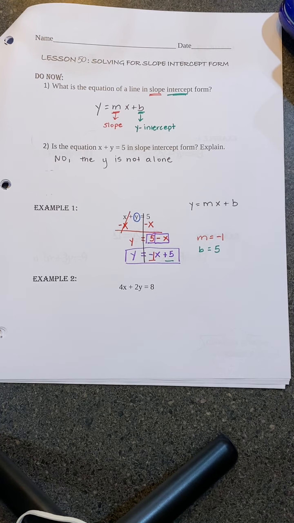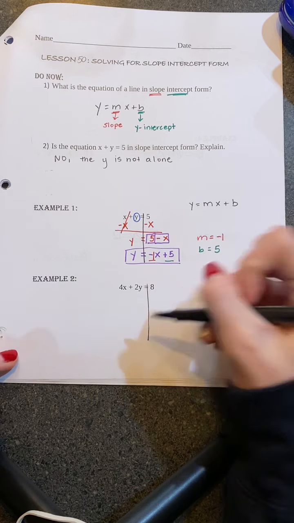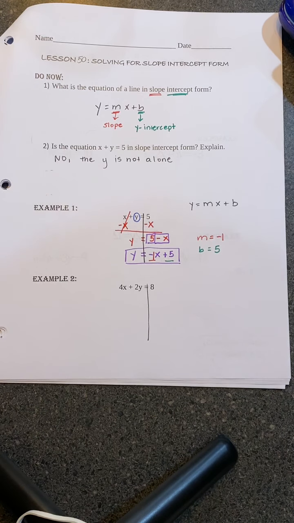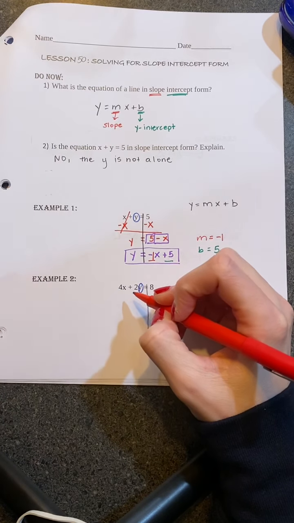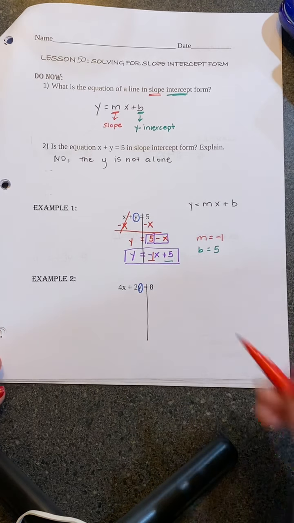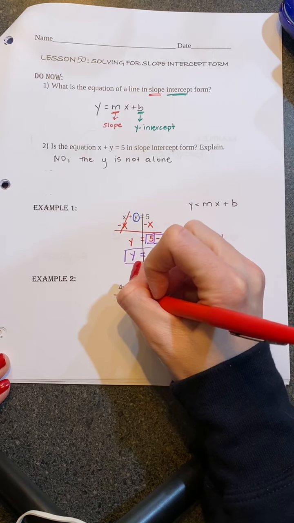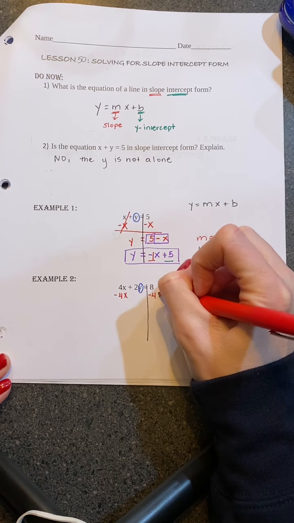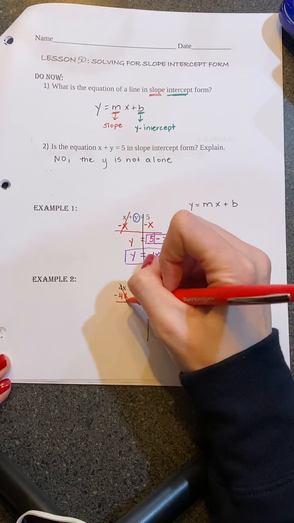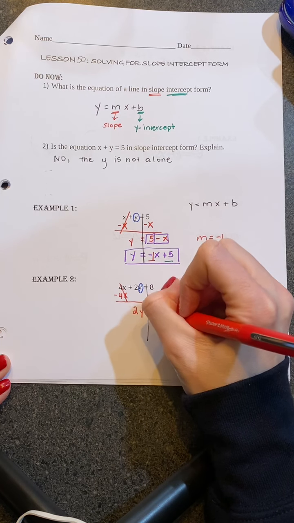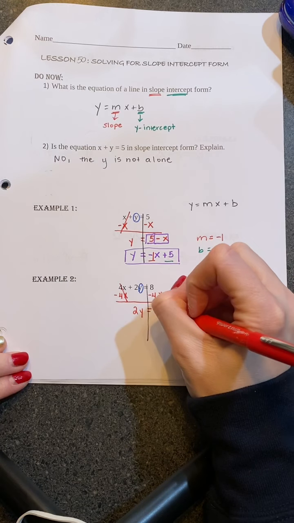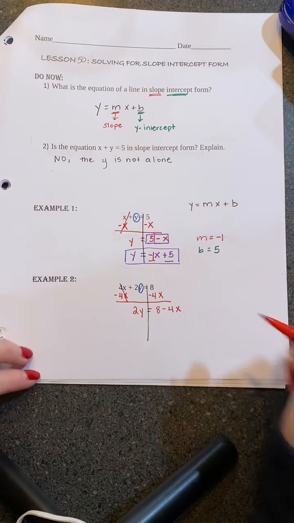All right, let's look at example 2. Once again, we're solving for slope-intercept form. So I'm going to put my line down my equal sign. Then remember, we want to solve for the y because we want that y to be by itself. So I have 4x plus 2y equals 8. The 4x and the 2y are attached by addition. So in order to get the 4x to the other side, I'm going to subtract 4x on both sides. So then here, I'm left with 2y equals 8 minus 4x.